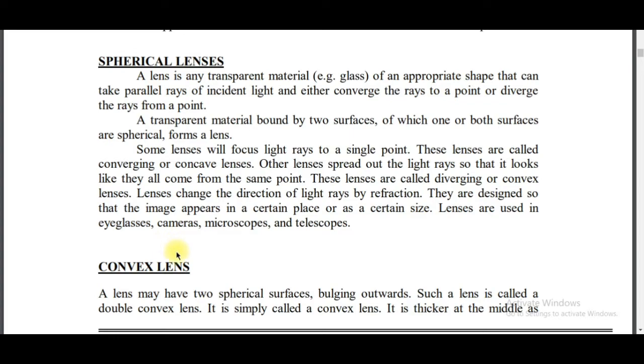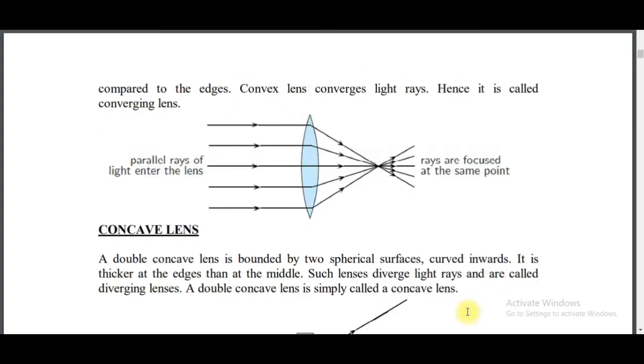So the first thing that we are going to study is convex lens. A lens may have two spherical surfaces bulging outwards on both sides, like the outer surface of an onion. Such a lens is called double convex lens. Why double? Because both the sides are convex. Or it is also called simply convex lens. It is thicker at the middle and thinner at the edge. See here, it is thinner at the edges but thicker at the middle.